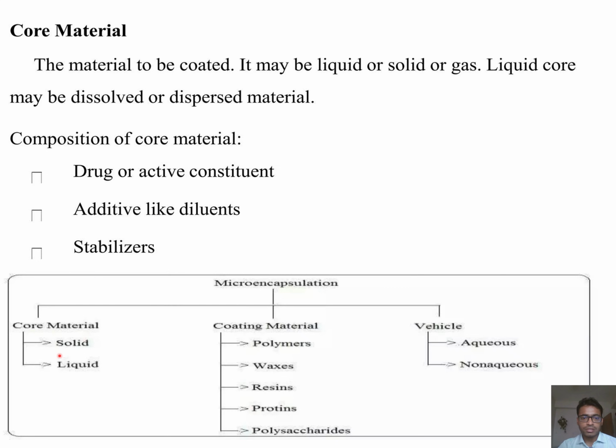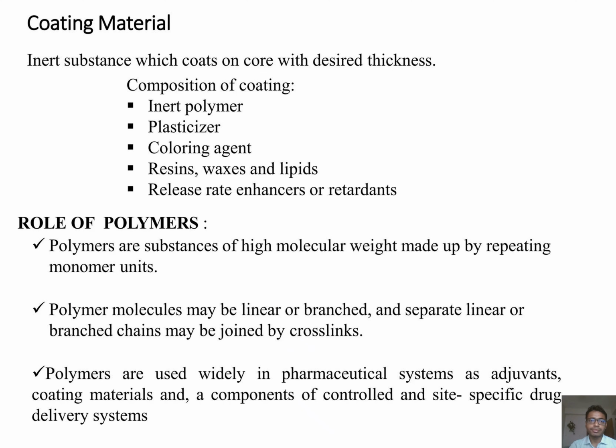So our core material contains solid or liquid, drug or active constituent, additive like diluent and stabilizer, whereas coating material contains different polymers, waxes, resins, proteins, polysaccharides. However, there may be some vehicles like aqueous and non-aqueous. So these are the three basic components for formulating microencapsulation. One is core material, that is our main API. Another is coating material that will ultimately encapsulate our API, and the overall processing needs a vehicle. Okay, we will see in upcoming slides.